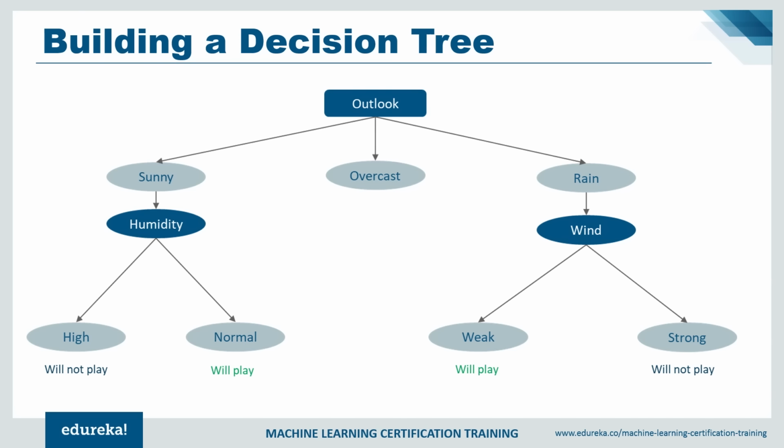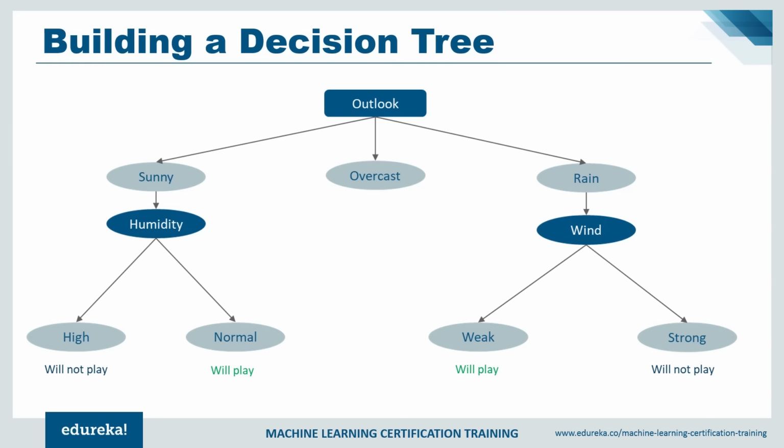First of all, we check if the outlook is sunny, overcast or rainy. If it's overcast, we will play. If it's sunny, we then again check the humidity. If the humidity is high, we will not play. If the humidity is normal, we will play. Again, in the case of rainy, we check the wind. If the wind is weak, the play will go on. And similarly, if the wind is strong, the play must stop. So this is how exactly a decision tree works.